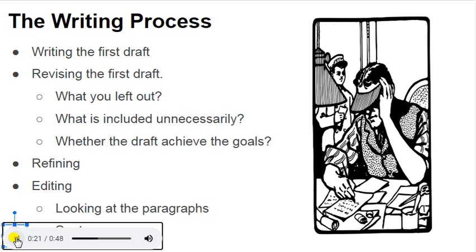Second will be revising the first draft. Whatever was left out in your first writing is involved here. Third will be refining. Now in refining, you add the minor details or the supportive details that are required for your subject, for your article. Fourth will be editing. Now editing is very important because here you read your article again and again for all the errors that you wish to edit.